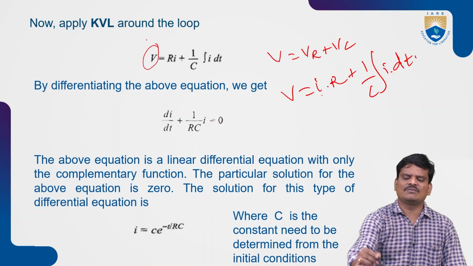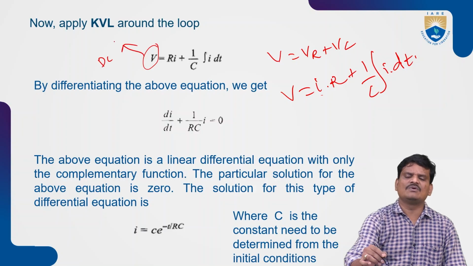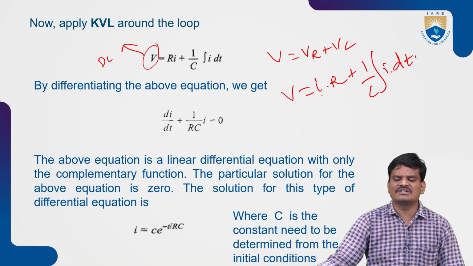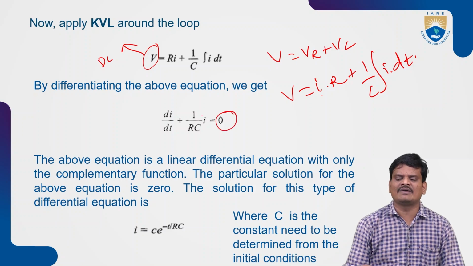So what is this particular voltage? This particular voltage is a DC voltage. DC voltage will always be constant. It is not at all variable. Hence differentiation of a constant is nothing but what? It will give you a value of 0.